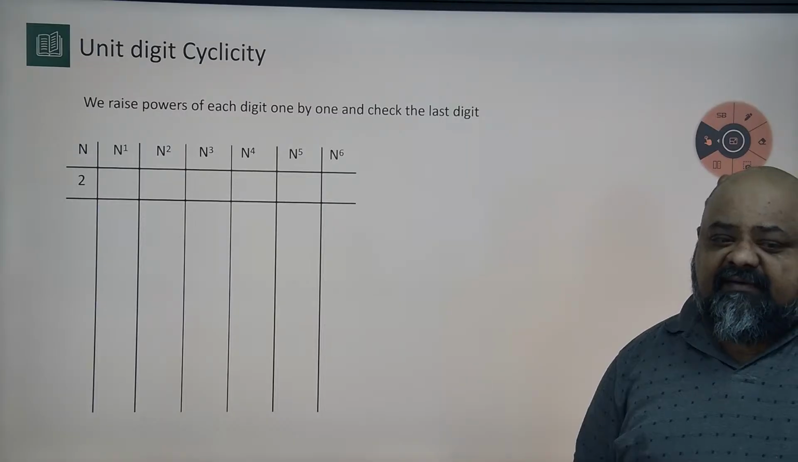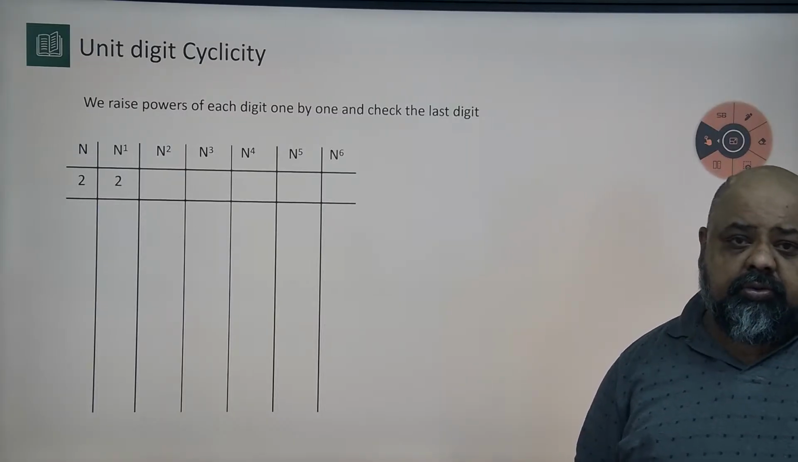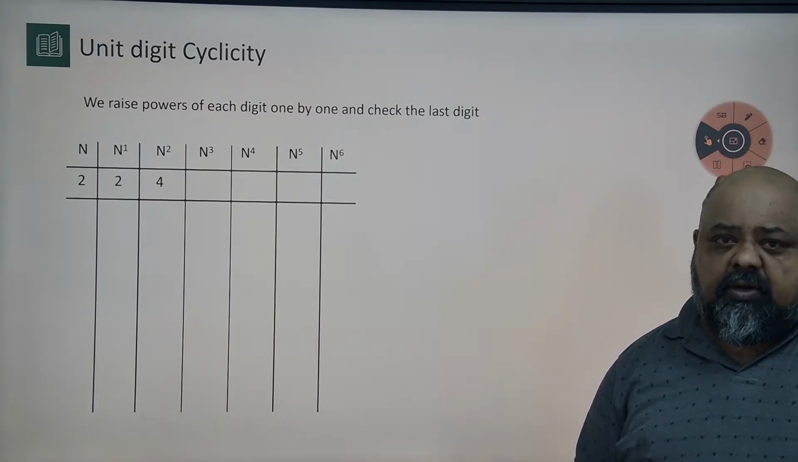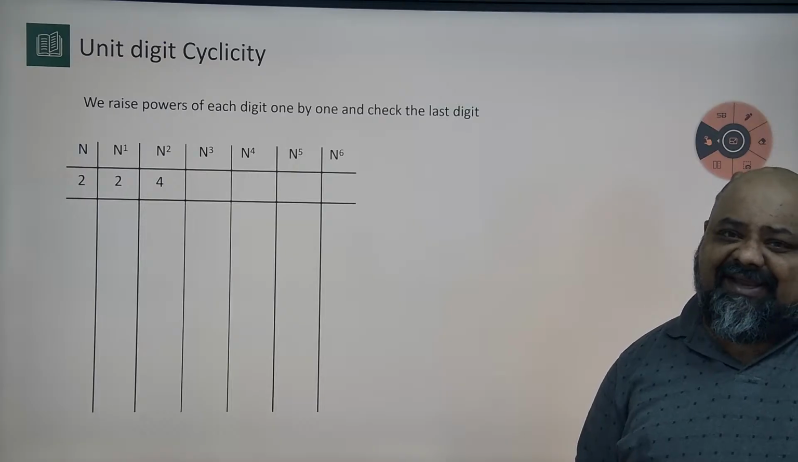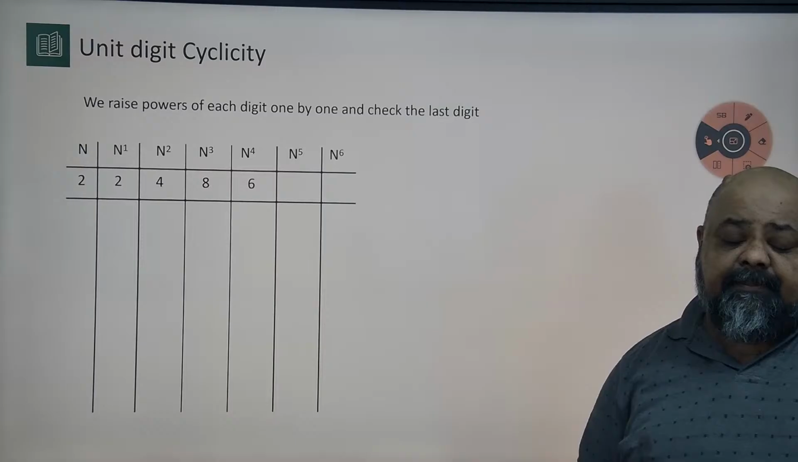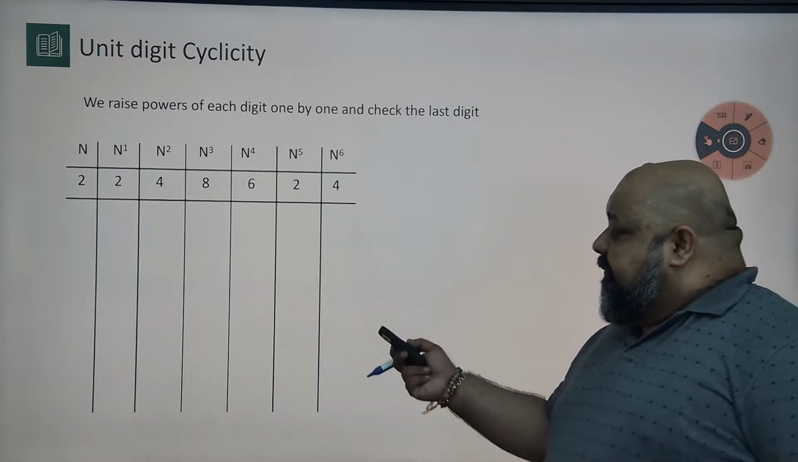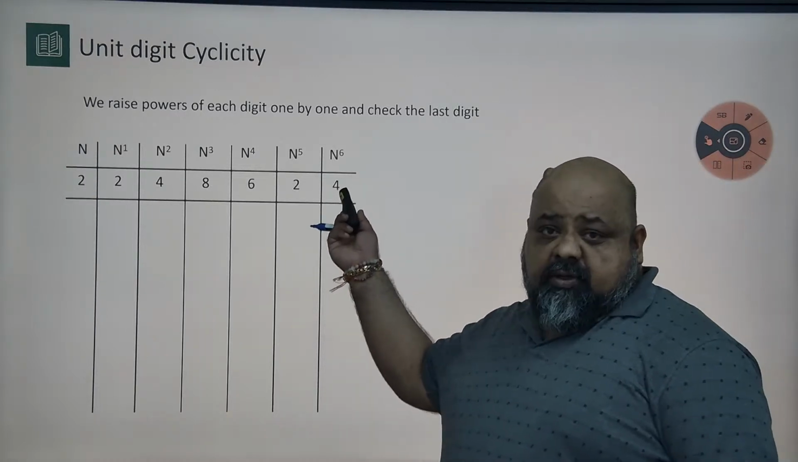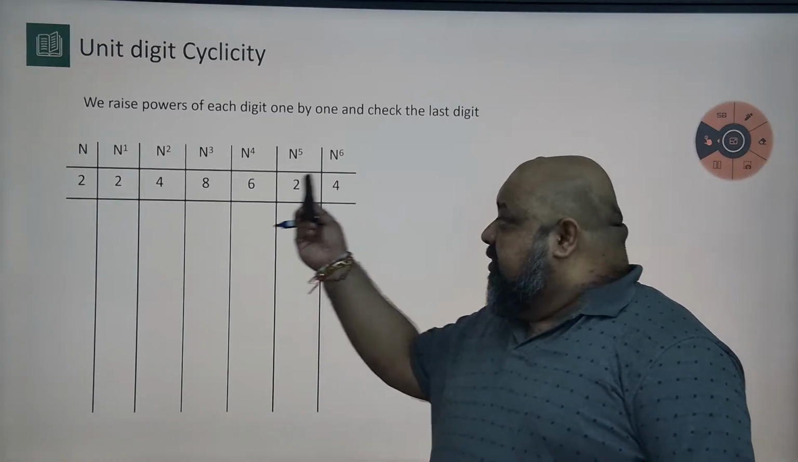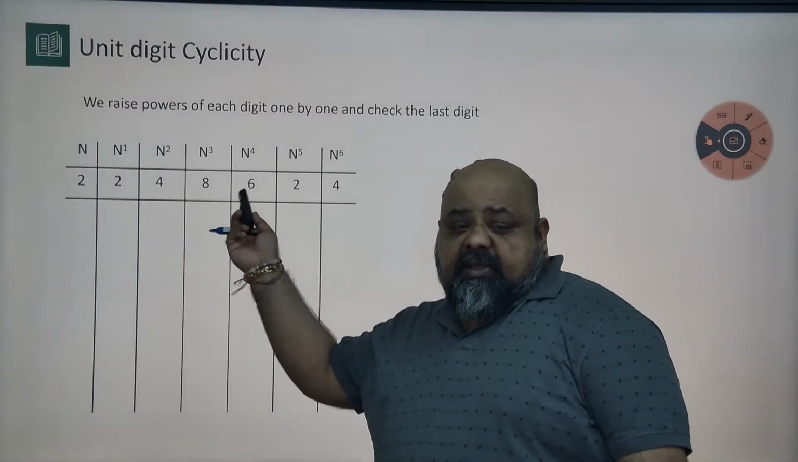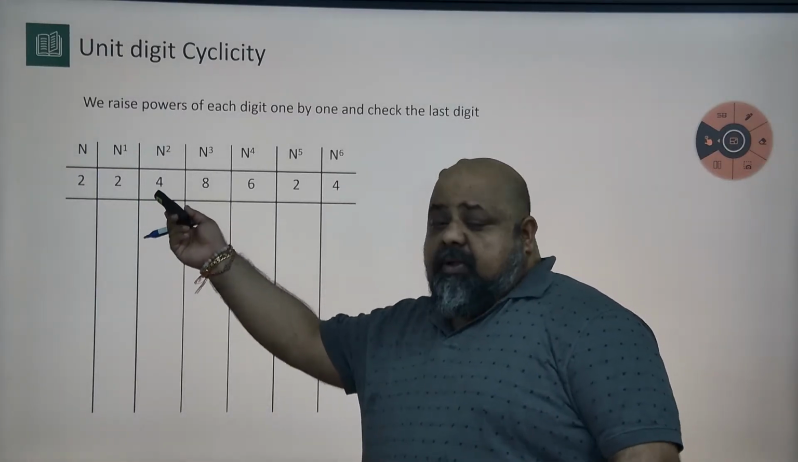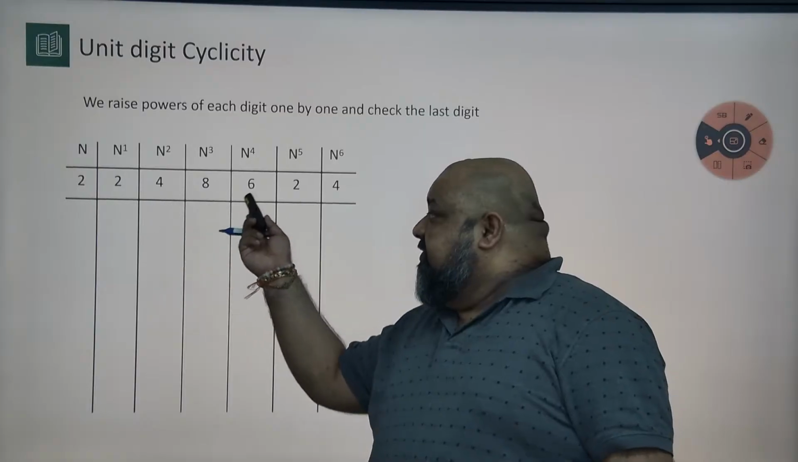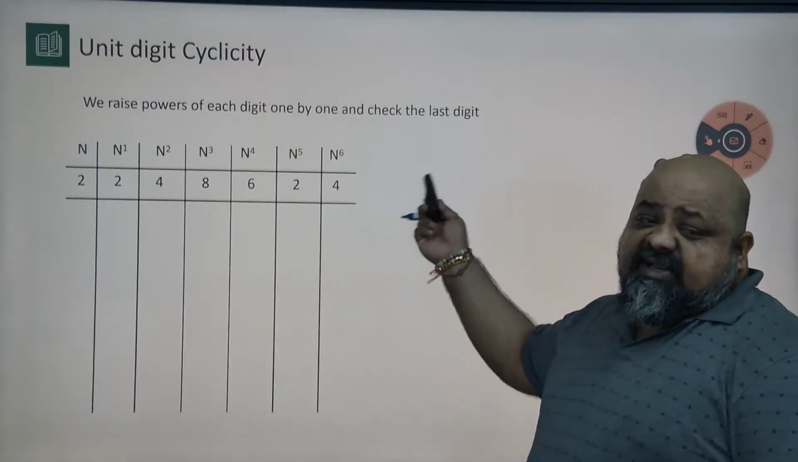So for 2, what we'll have is 2. 2 squared is 4. 2 cube is 8. 2 raised to power 4, 8 into 2, 16. So 6 of 16. 6 into 2 is 12. So 2. 2 into 2 is 4. Now as you can see, I have 2 and 4. If I take this pattern forward, because I had 2 and 4 initially also, the pattern will repeat. So the unit digit of powers will be 2486. Then again 2486, then again 2486 and so on.